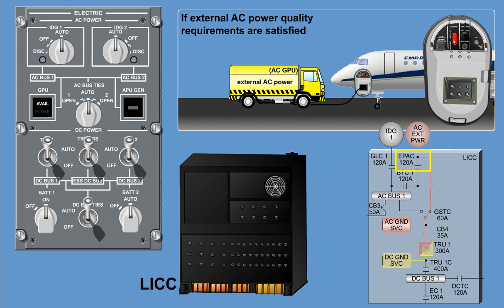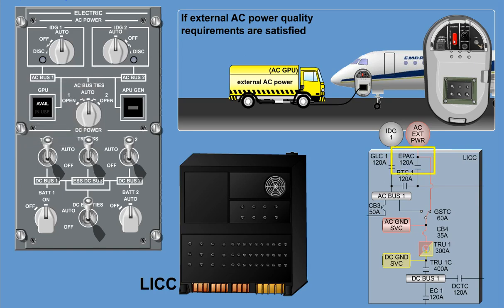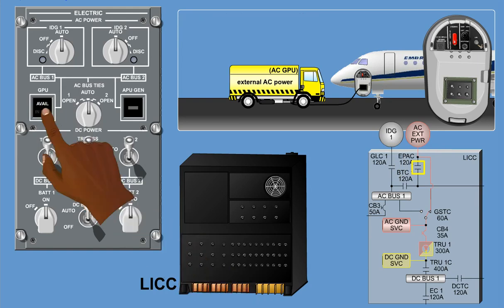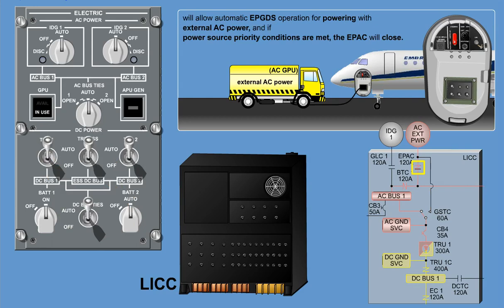If external AC power quality requirements are satisfied, but the GPU switch is in the unlatched position, then the GPU avail lamp will be illuminated and the EPAC de-energized open. Moving the GPU switch from an unlatched position to the latched position will allow automatic EPGDS operation for powering with external AC power. And if power source priority conditions are met, the EPAC will close.